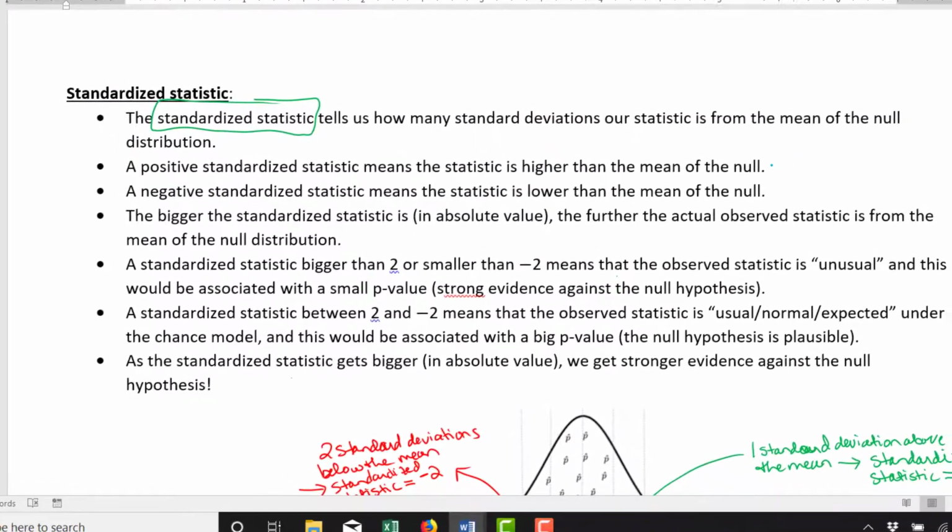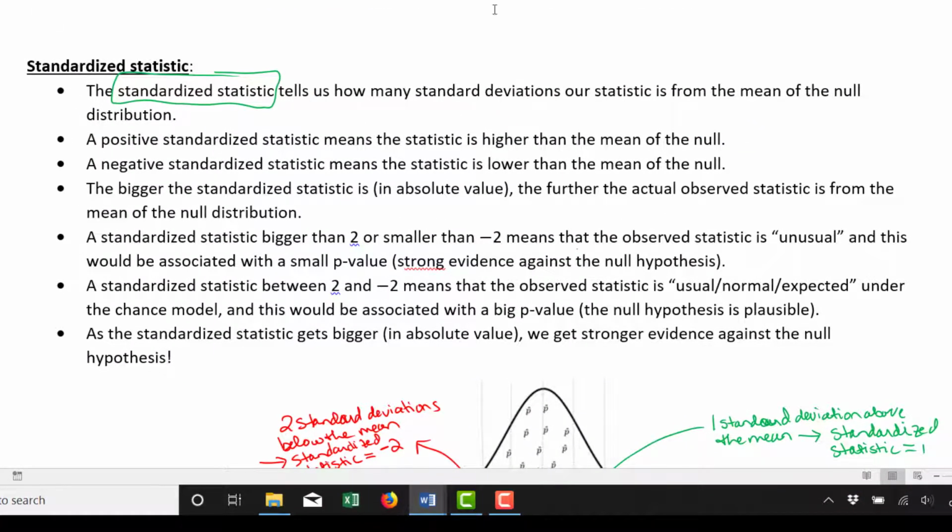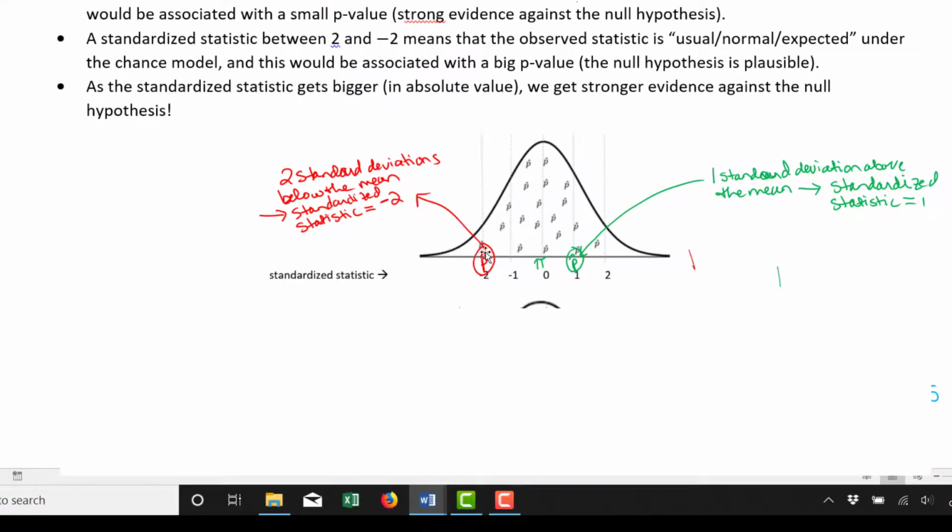Okay, so a positive standardized statistic would mean that your statistic is higher than the mean of the null distribution. And a negative standardized statistic would mean that your statistic is below, right? Because down here, we would indicate that it's below the mean by using a negative. If your statistic's up here, you would indicate it's above the mean by using a positive on the standardized statistic. So 1 would indicate 1 standard deviation above, 2 indicates 2 standard deviations above, -1 is 1 below, -2 is 2 below. And then you can have the decimals and fractional amounts in between as well.